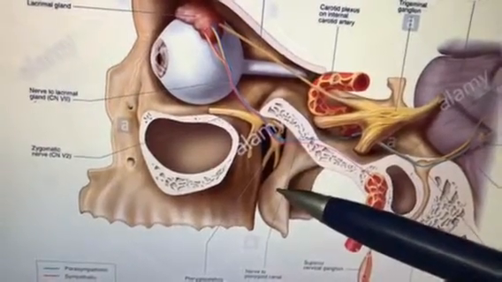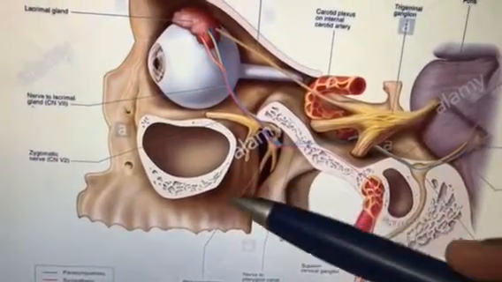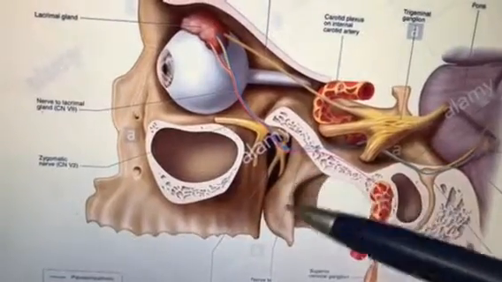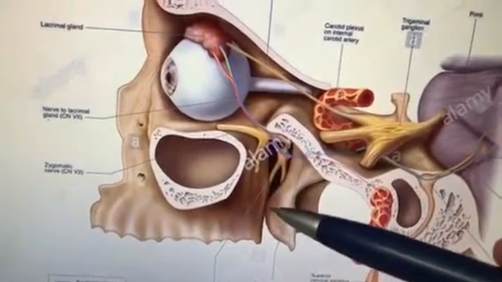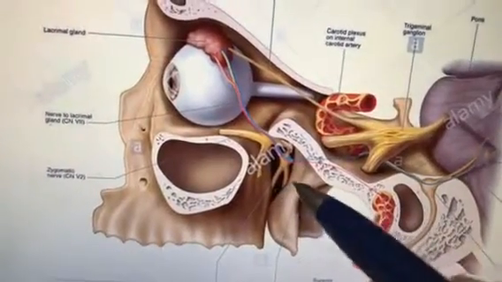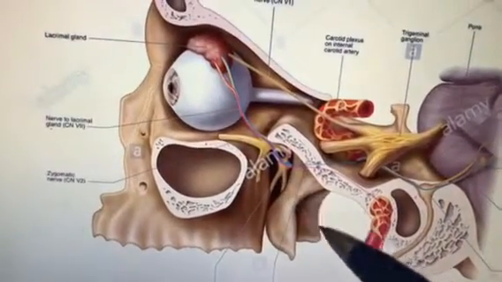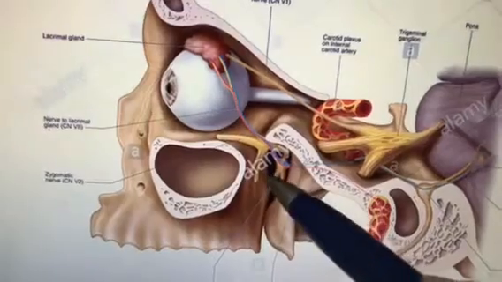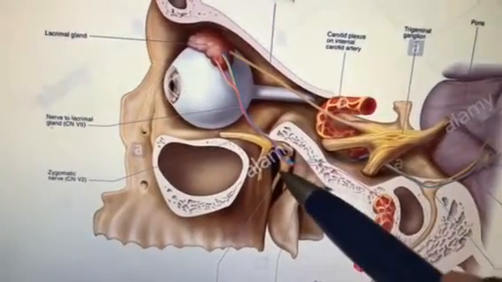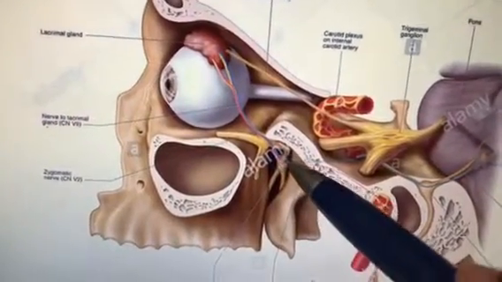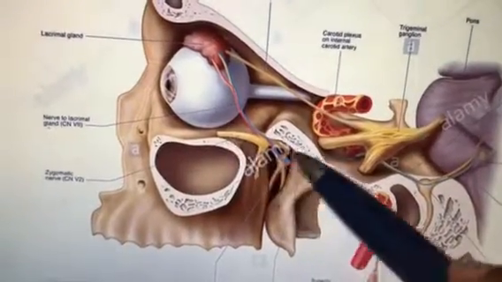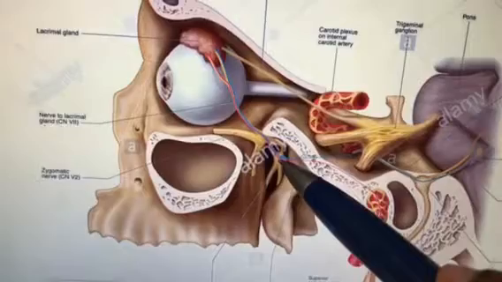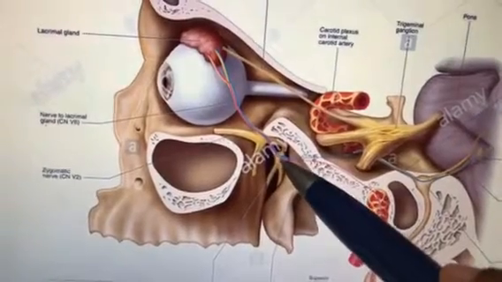So where is that pterygopalatine ganglion? This is the maxilla and this is the pterygoid plate. Between these two, there is a fissure called the pterygomaxillary fissure. If you go inside the pterygomaxillary fissure, you will find the ganglion called the pterygopalatine ganglion. This pterygopalatine ganglion is hanging down from the maxillary nerve, right? So the maxillary nerve. This pterygopalatine ganglion, it will get relayed in that.